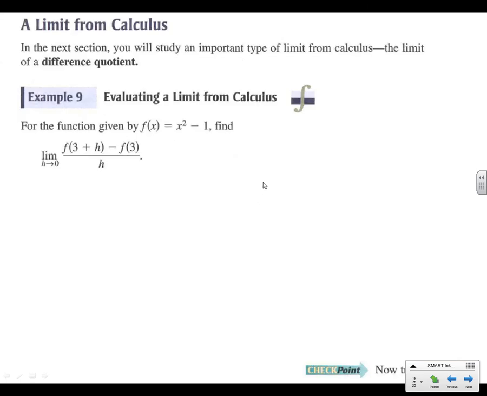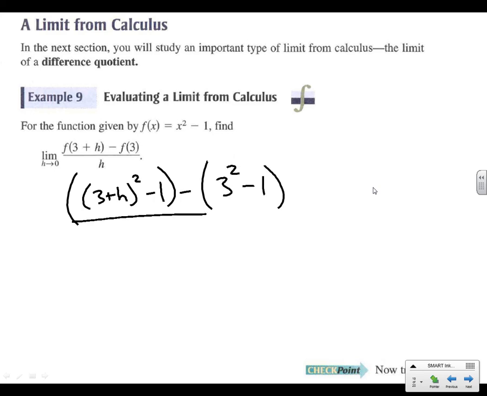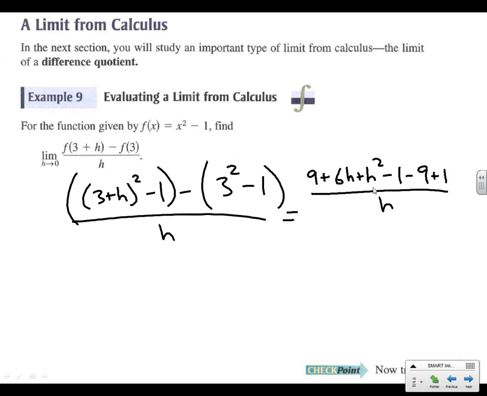All right, let's finish up here with our old friend, the difference quotient. We're going to find the difference quotient here for the function of 3 plus h minus the function of 3 if the function is x squared minus 1. So (3 plus h) squared minus 1 minus, let's see, we're plugging in 3, 3 squared minus 1, all over h. We'll clean this up, and we've got 9 plus 6h plus h squared minus 1 minus 9 plus 1 all over h. Let's do some canceling.